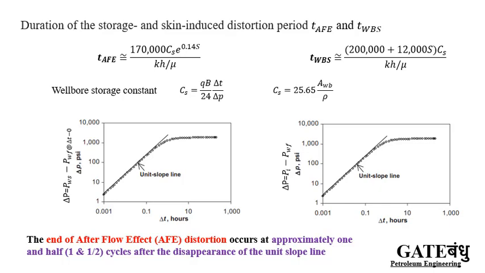So again I am talking about when our afterflow effect will end, our ATR will end. But there is an assumption, a practical viewpoint, that when there is a deviation in the log-log plot between delta P versus delta T from the unit slope straight line, at the point from where it is deviating, we go 1.5 cycles. After that, it will be like 50 hours when actually this afterflow effect will cease to exist.